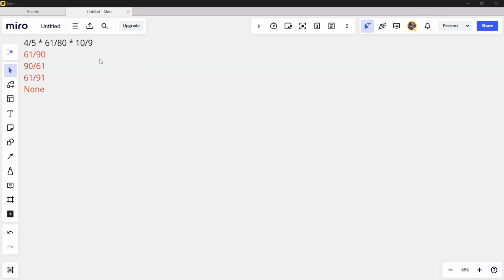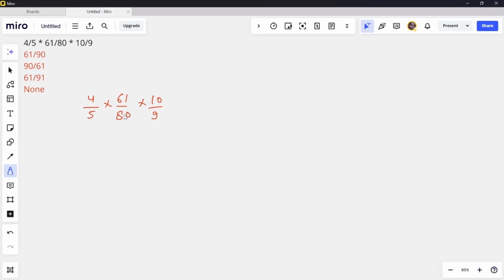As you can see, this is our question: 4 by 5 into 61 by 80 into 10 by 9. So let's write these fractions: 4 by 5 into 61 by 80 into 10 by 9. Basically, we have to solve these fractions.